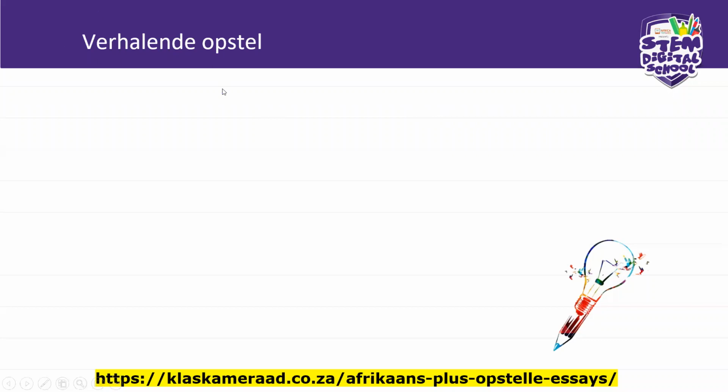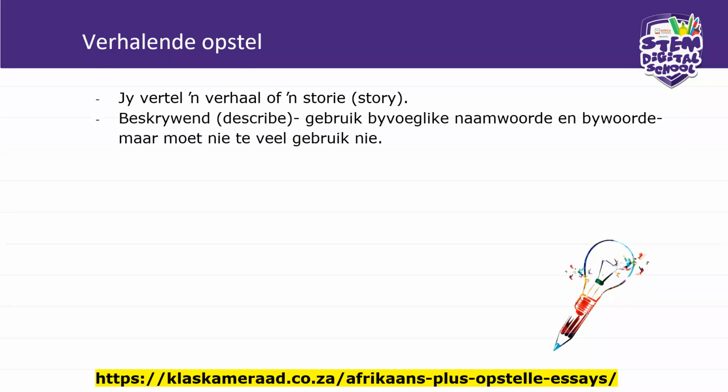Okay, all right guys. So 'n verhaal, a story. It is like a storybook you're reading, and it also describes events. Now, you can use a lot of byvoeglike naamwoorde or bywoorde. But listen to this part that I'm saying here. Byvoeglike naamwoorde en bywoorde is adjectives and adverbs. So you can use them in a verhalende opstel, a narrative essay.